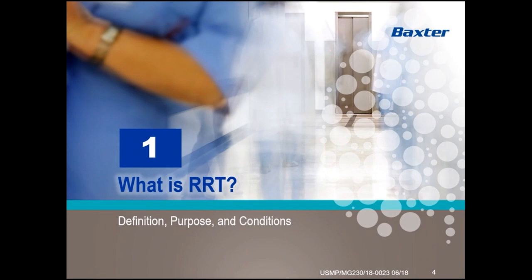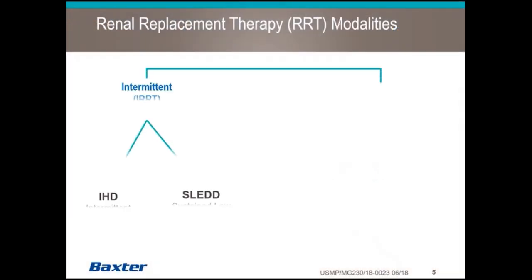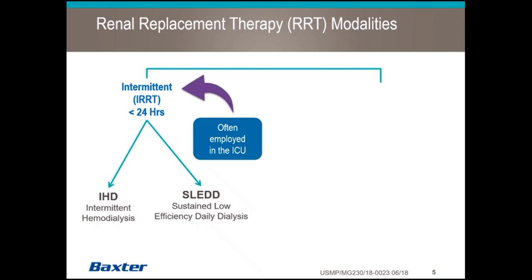We will begin by discussing what is renal replacement therapy and giving you its definition, purpose, and conditions. Renal replacement therapy is actually an umbrella term that encompasses many different modalities, both intermittent and continuous. Intermittent therapies include IHD and SLED. IHD is known as intermittent hemodialysis and is actually the most commonly performed type of renal replacement therapy in both a chronic and an acute care setting.